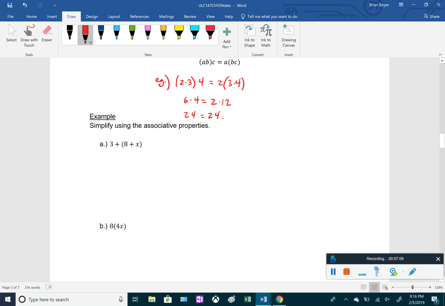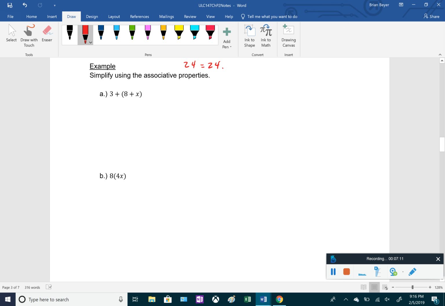So let's use these properties to help us simplify expressions, because that's what we will be doing. So we have 3 plus 8 plus x. So the 8 plus x is implied that it's being added first. Thanks to the associative property of addition, this is the same as 3 plus 8 and then the x, which is 11 plus x. So we obviously won't be rewriting that intermediate step, but that's technically why we're allowed to do it.